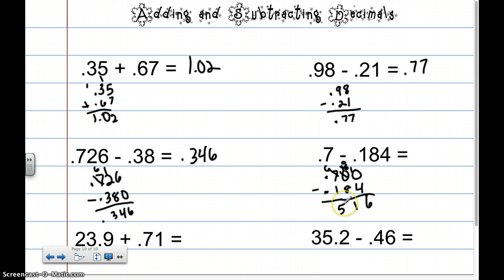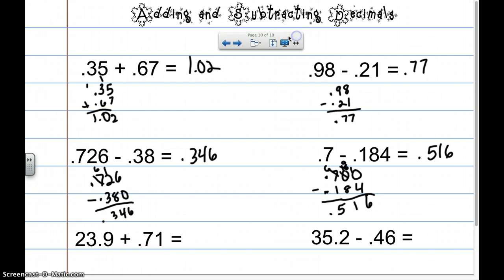And there you go. That's how easy it is whenever you're subtracting and adding. Some people may say line up the decimal, and yes, that does work, but when you start multiplying them in 5th grade, lining up the decimal doesn't work. You do want to line up the place value.